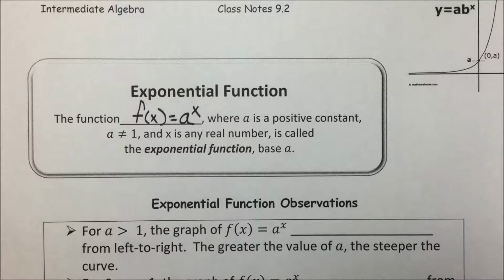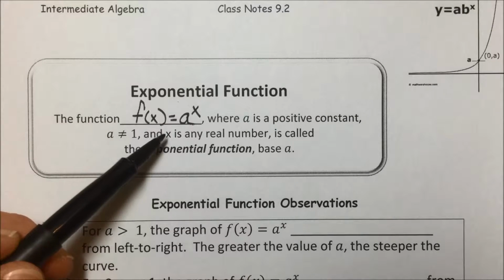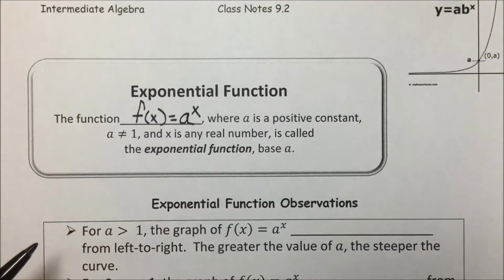We require the base a to be positive to avoid imaginary numbers that would result from taking square roots of negative numbers. The restriction a not equal to 1 is made to exclude the constant function f of x equals 1 to the x power, which would result in f of x is equal to 1. This would be just a horizontal line.